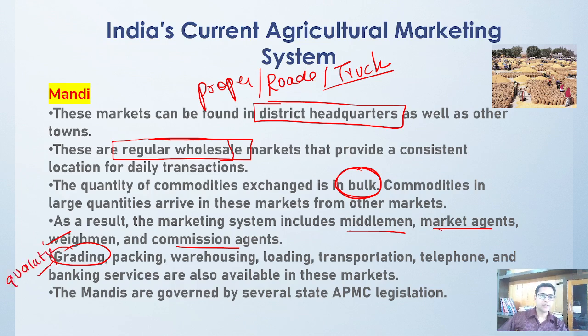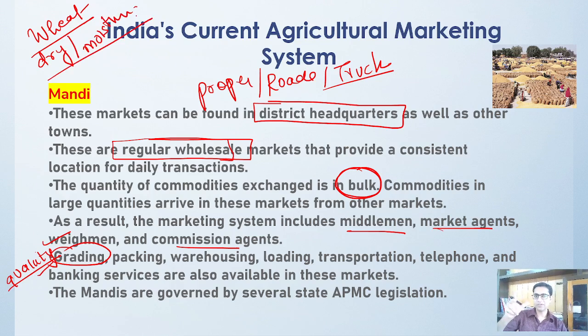Quality of any product that you are bringing. Wheat should have some dryness, wheat should have some moisture. So this grading has been done, like what is the quality of that wheat that you have brought to me. Then proper packaging in the sacks and various other things, proper warehousing facilities provided, loading, unloading, transportation, telephone, banking service, all are being provided.